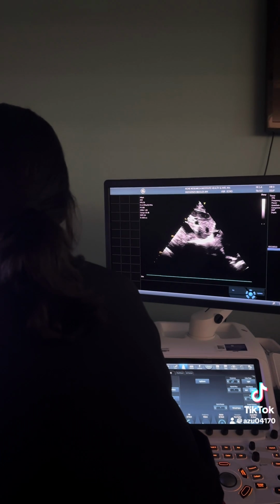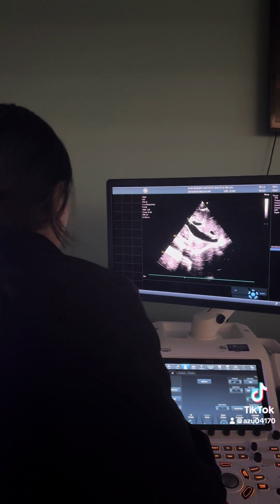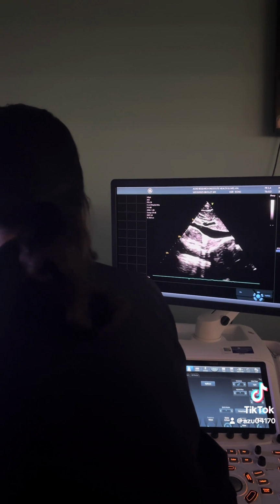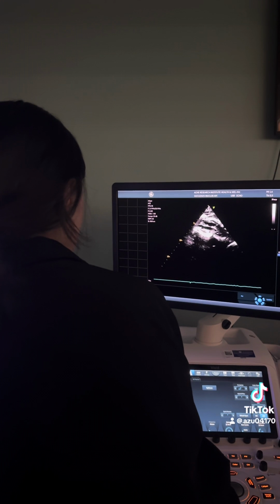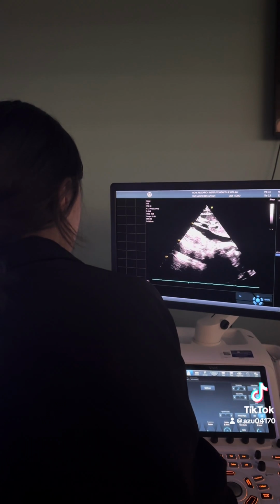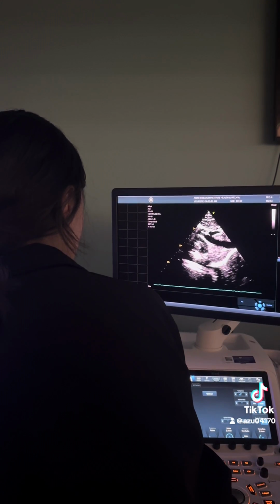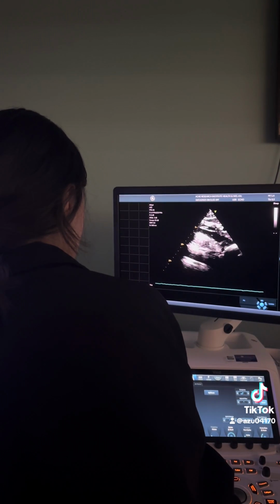This view is called the subcostal IVC view. To find this view, you rotate the transducer 90 degrees counterclockwise, aiming the notch towards the patient's head. In this view, the right atrium will be visible, as well as the inferior vena cava.